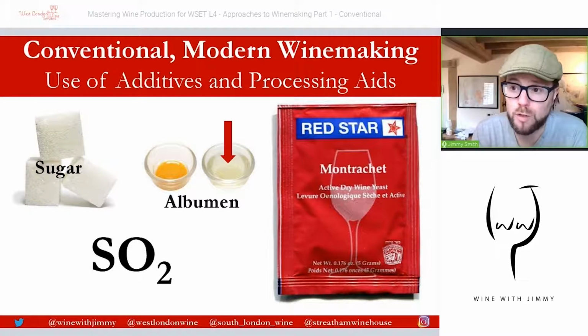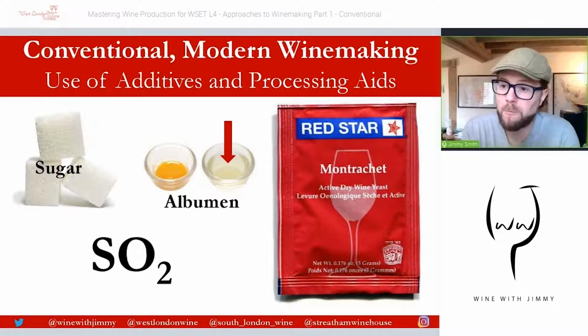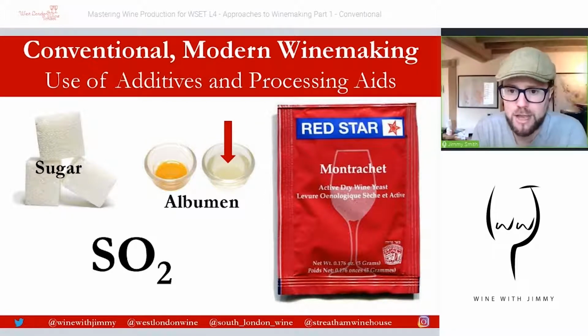So not natural yeasts, which would be considered a part of the natural environment or the terroir where those grapes come from, but in fact adding cultured yeasts, which are purchased from industry and then utilized for the fermentation. And here you'll see there's an active dry wine yeast from Red Star called Montrachet. And interestingly, there are some slightly far-fetched names of some of these yeast strains for cultured yeasts, but also things like fining agents as well.